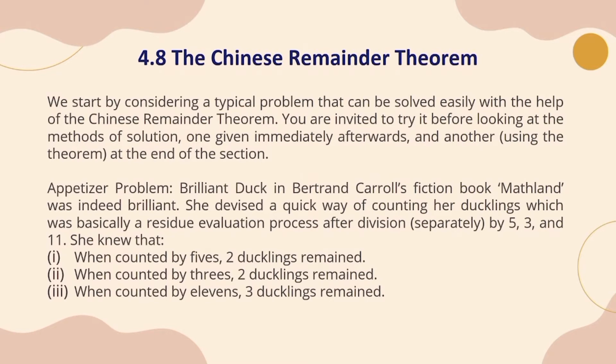1. When counted by 5s, 2 ducklings remain. 2. When counted by 3s, 2 ducklings remain. 3. When counted by 11s, 3 ducklings remain. The next slides will be explained by Rahma Sinta.